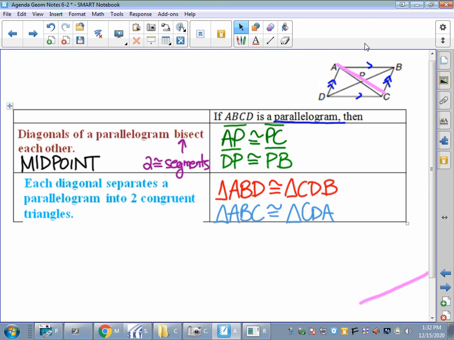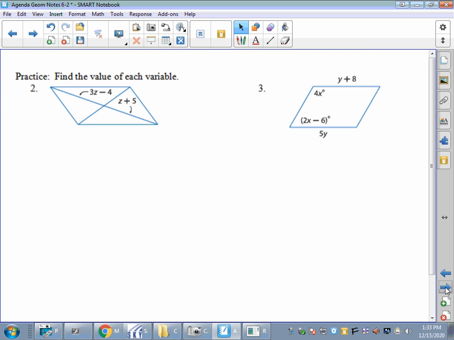Also remember we can use alternate interiors here because parallelograms have opposite sides that are parallel, and we've got ourselves alternate interior angles, like for example, this angle would be congruent to that angle. All right, so let's look at a couple examples, and then I see a graph on the back, so we're surely going to want to get to that.